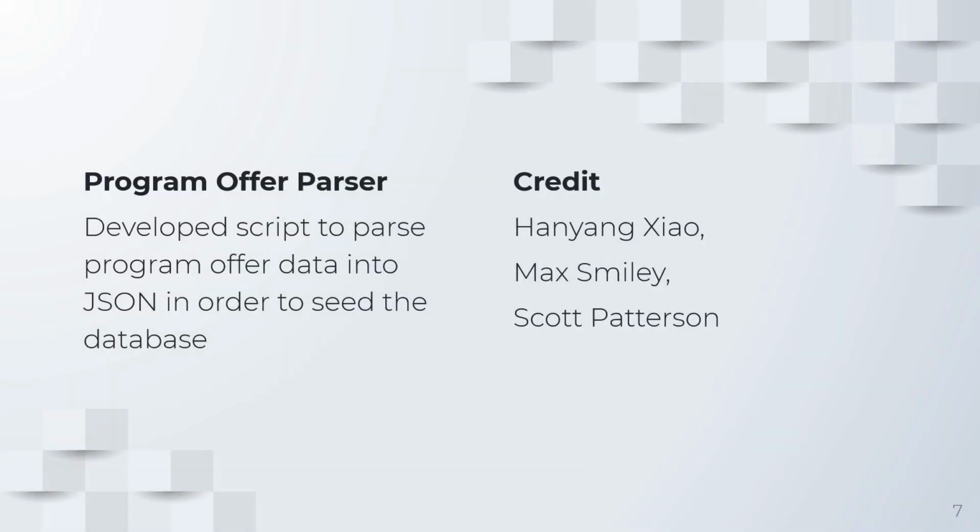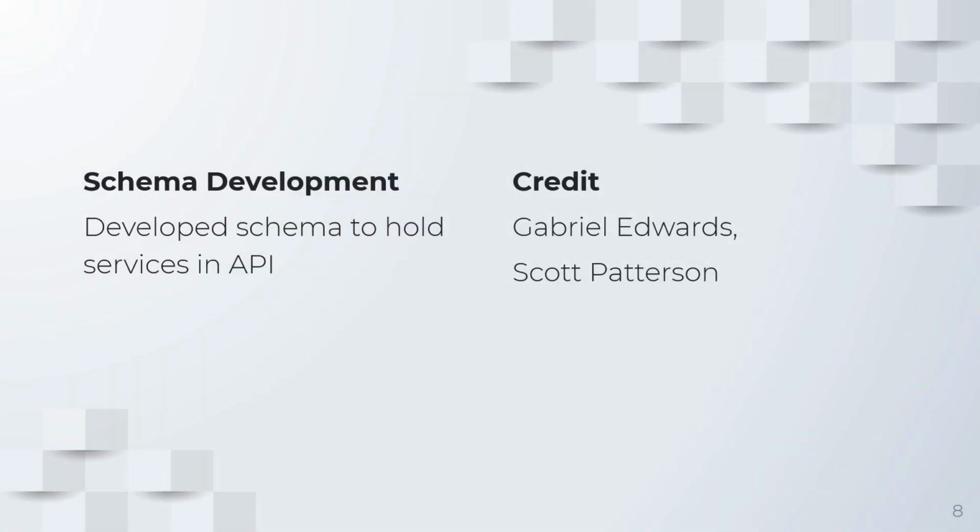The program offer parser is up next. Hanyang Xiao and Max Smiley and Scott Patterson all put together this one. They developed a Python script to parse program offer data that came in the form of PDF documents, translated those PDF documents into JSON, and then JSON was used to suss out what a SQL script needed to be to initialize a service in the database.